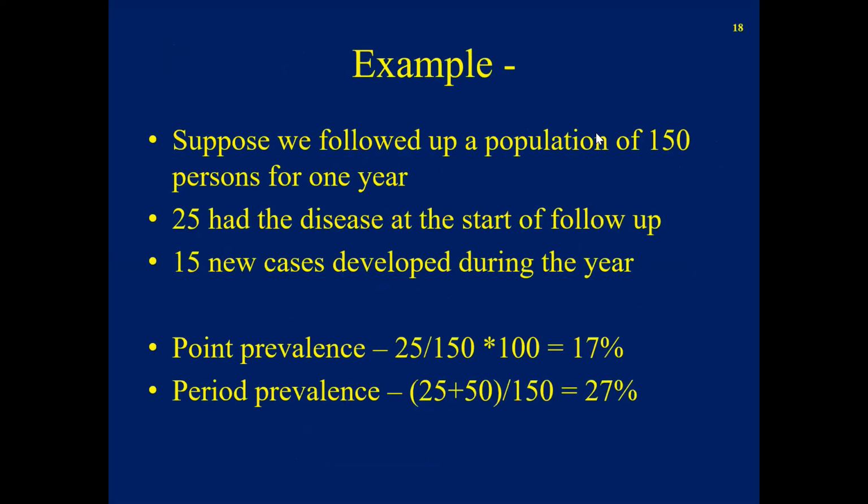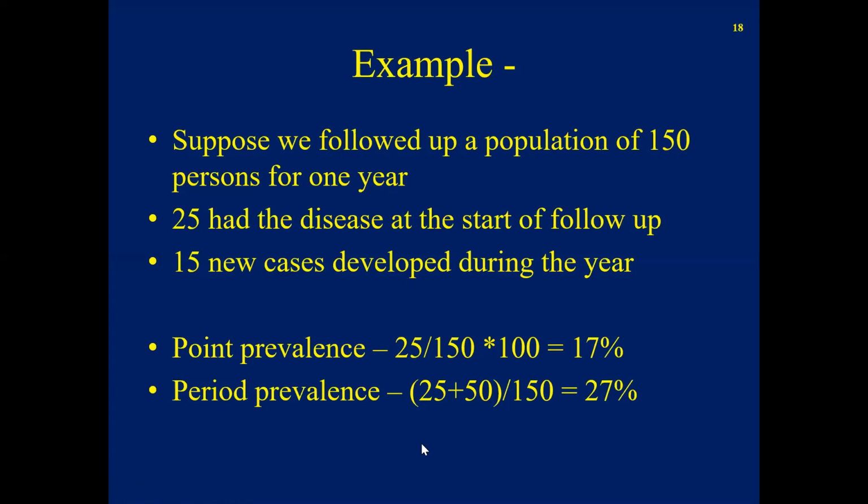So let's see an example to look at the difference between point prevalence and period prevalence. In this example, there are 150 persons who were followed up over a 1 year period. Initially, at the start of follow-up, 25 already had the disease. That 25 includes both old and new cases. Then during the course of follow-up, 15 more new cases developed the disease. So the point prevalence is how many were initially having the disease at the start of the study, that is 25, divided by how many were there at the beginning, that is 150. So 25 by 150 will be 17%.